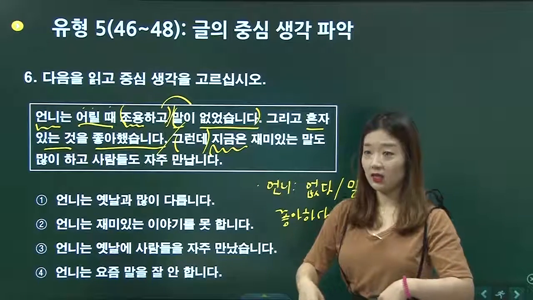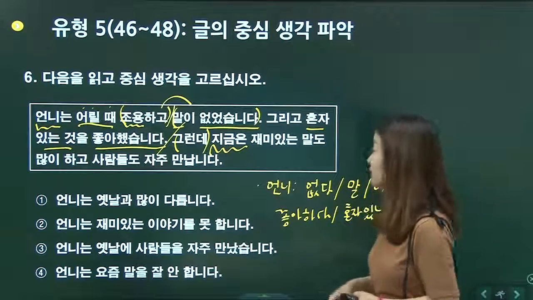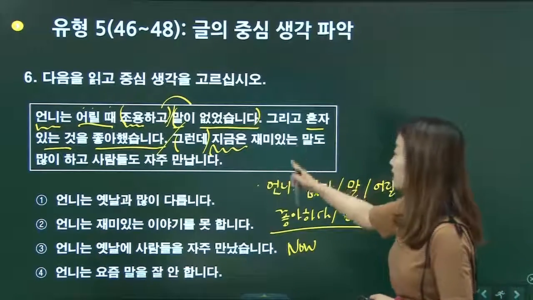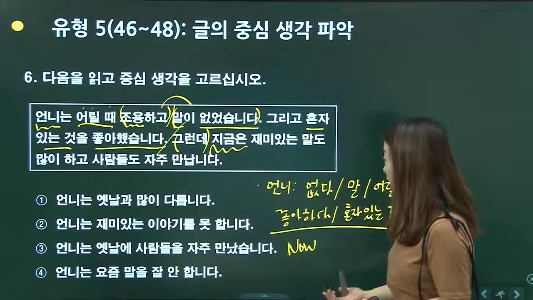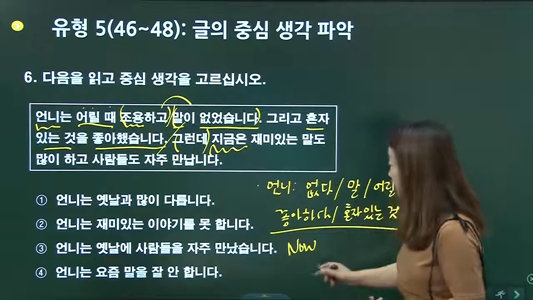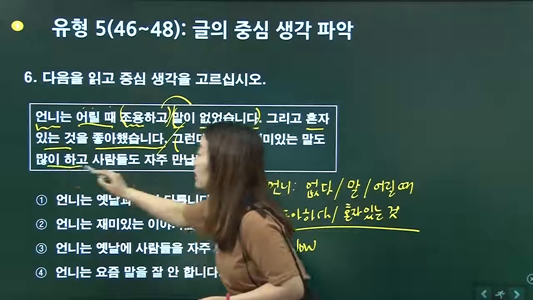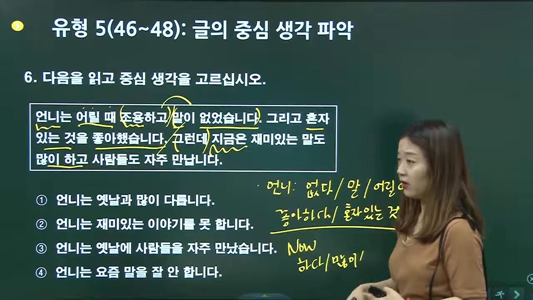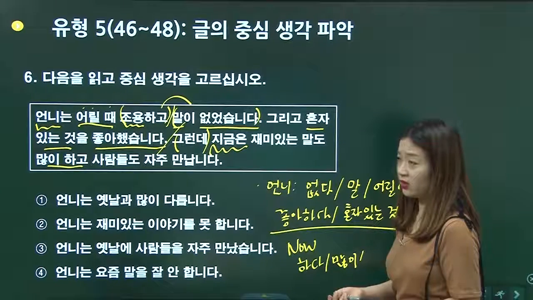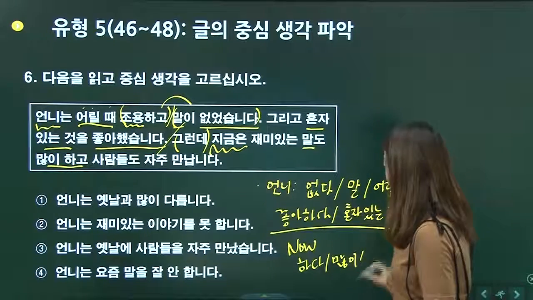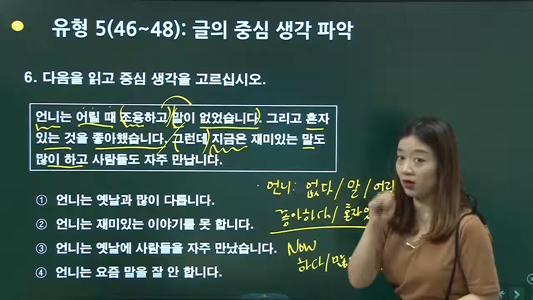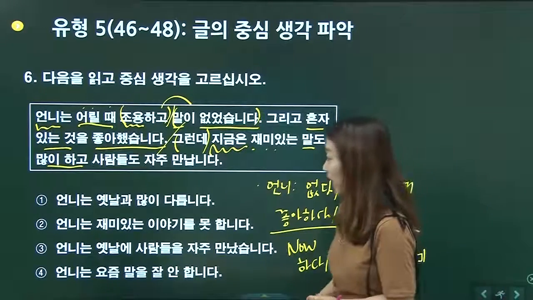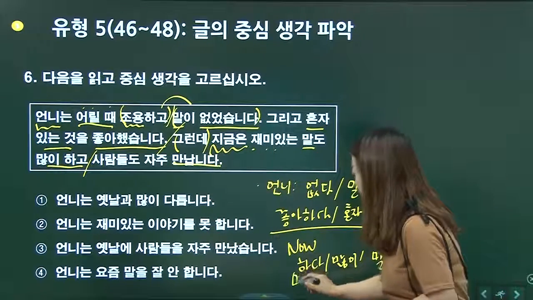지금, now, right? She's getting older. And now, it's all about the past, right? 그렇지만 now, 지금은요, 재미있는 말도 많이 하고 사람들도 자주 만납니다. How is she now? 지금은요, 많이 하고, 많이 해요. 하다, 많이. Do something a lot. What does she do a lot? 말을 많이 해요. 어떤 말? What kind of talking? 재미있는 말도 많이 해요. 그리고 and 사람들도 자주 만나요. 만나다.